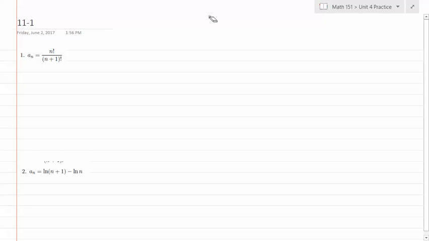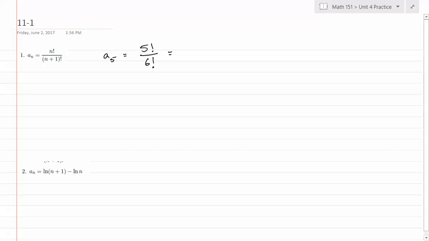For number 1, we have this sequence n factorial over n plus 1 factorial. It's really important you understand how these factorials are going to simplify algebraically. So let's just, for an example, take a5. Okay, a5, what is it? By definition it's 5 factorial over 5 plus 1 factorial, so that'd be 6 factorial.